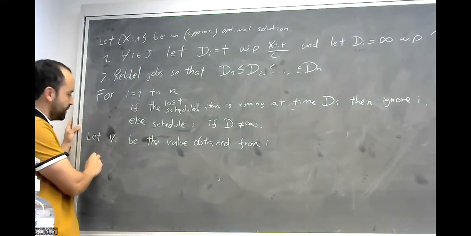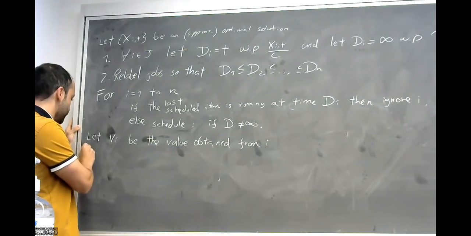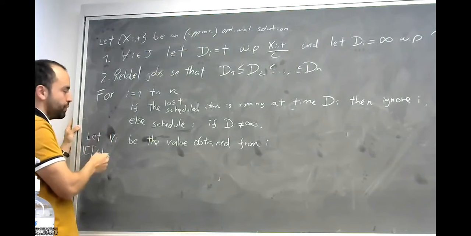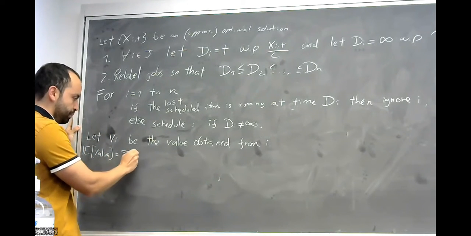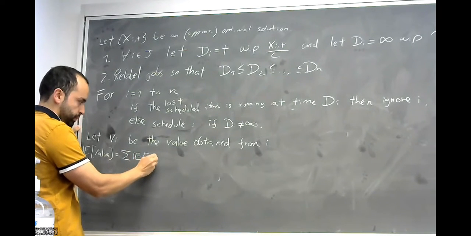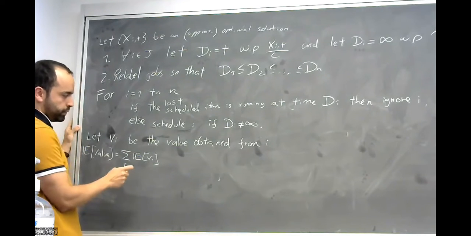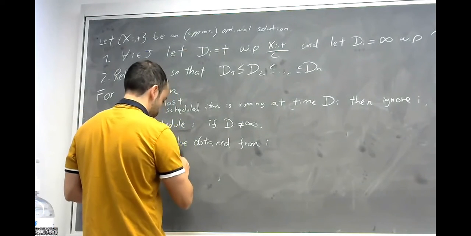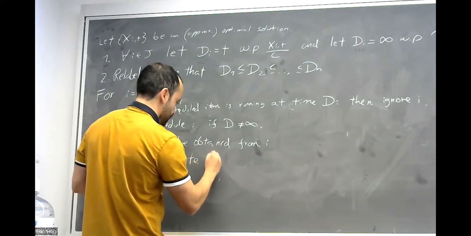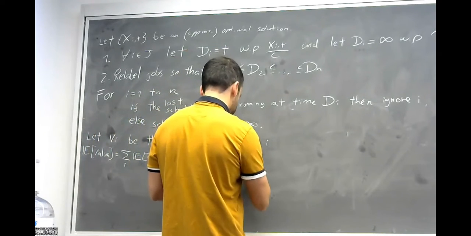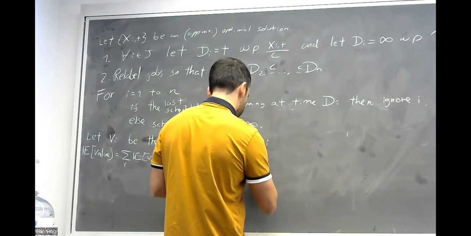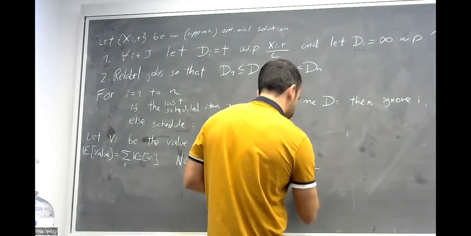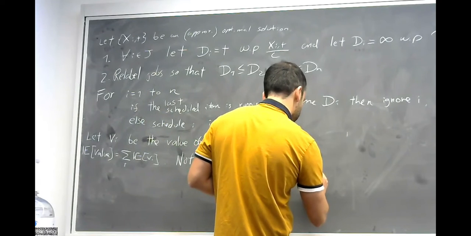Let's find a bound for the expected value of vi. So we have that the expected reward for this algorithm is the sum of the expected values of the vi's by linearity of expectation. So let's find a bound for these expected vi's. By the law of total expectation, we have that these expected vi's are equal to this sum.